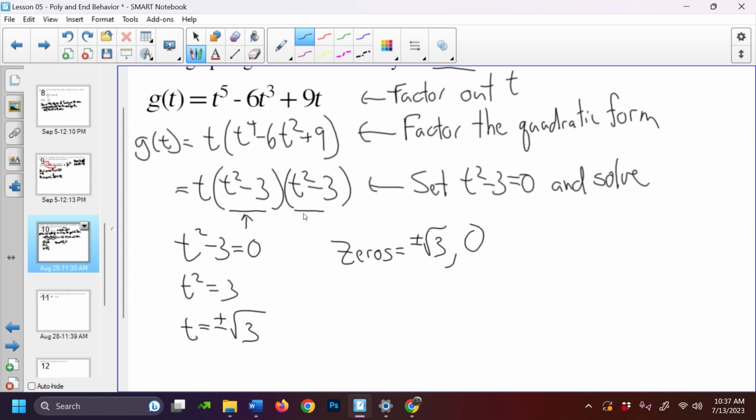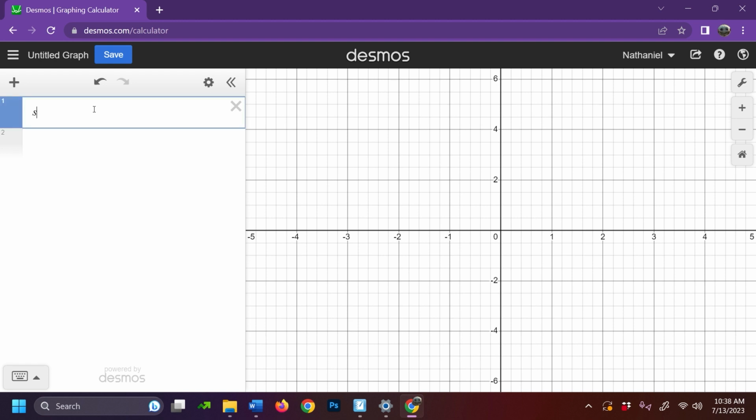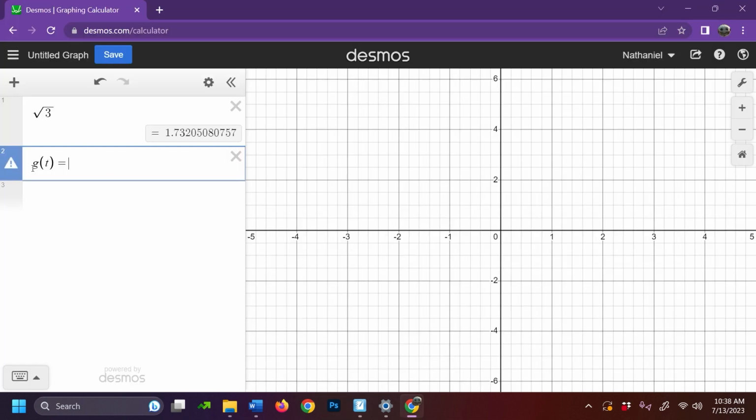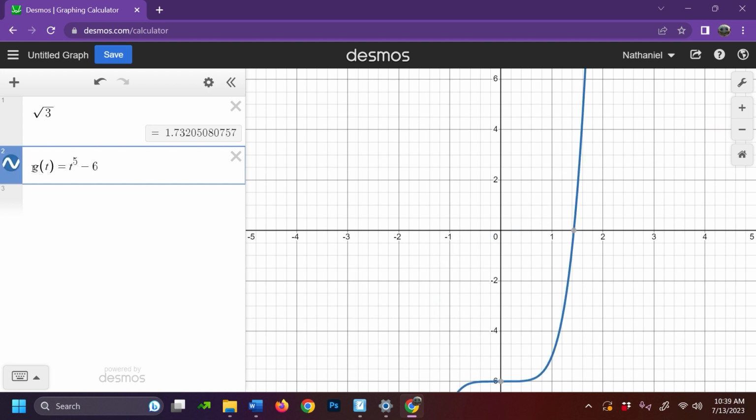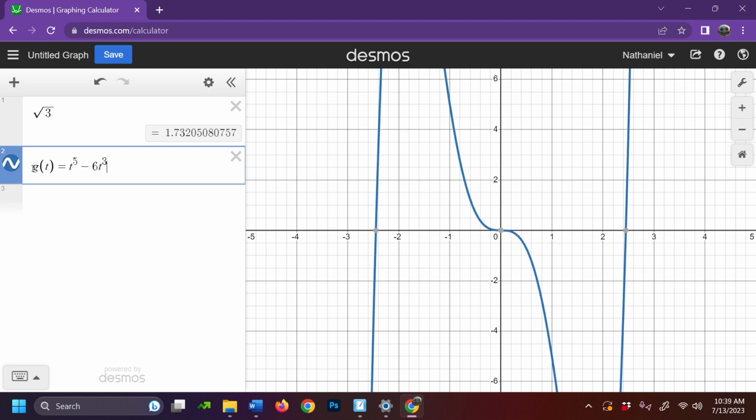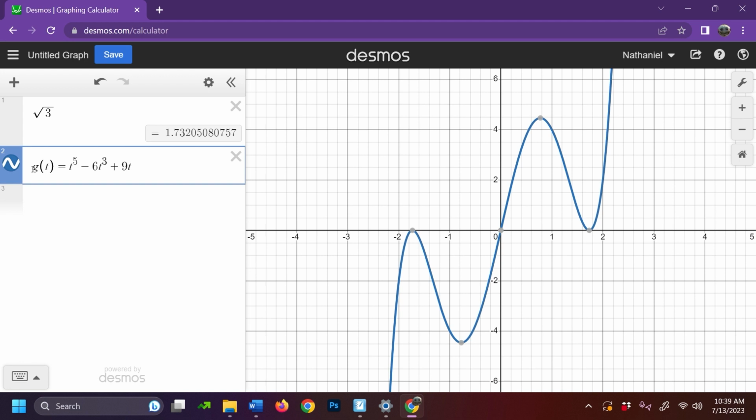Now, because I have two of these things, I should end up with the graph touching the x-axis. In this case, it's the t-axis, at positive and negative square root of 3. So before we even get started, what is the square root of 3? 1.732 is the square root of 3. And so what I'll do is I'll type in that equation. And we can say a few things about this.